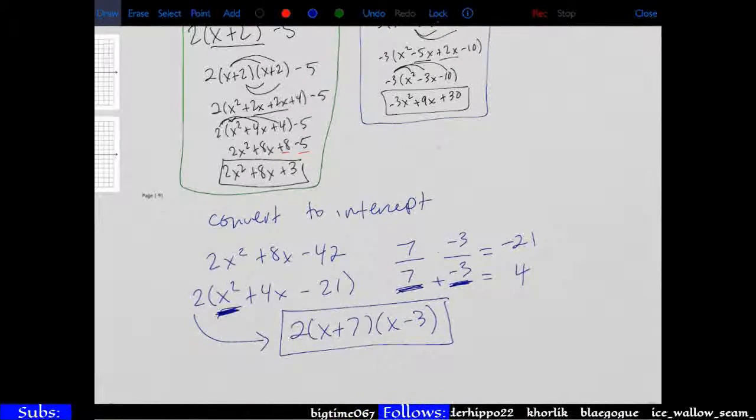Hopefully we're good on the more advanced factoring. If not, you just need to practice factoring. Go back to the homeworks. Go back to the note guide. Do the examples. Practice factoring. That's converting to intercept, just factoring.